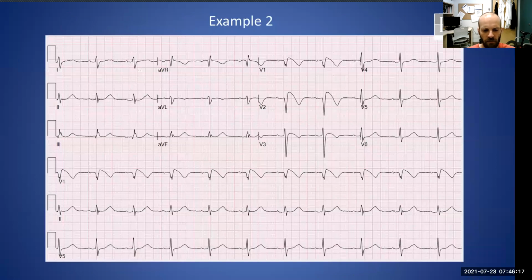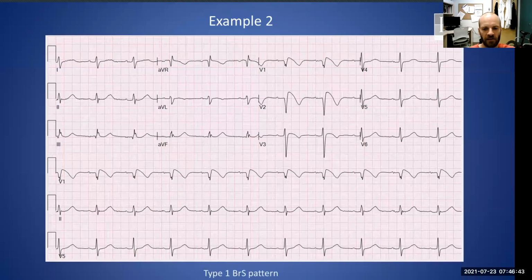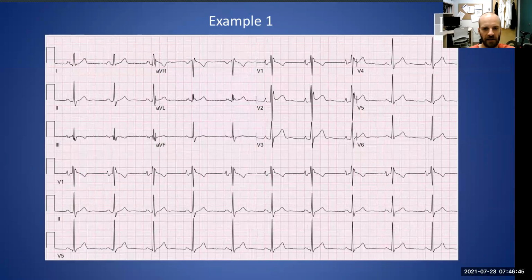Okay, so getting into examples. Oh dear, I've started jumping straight to example 2. I don't know why. All right, so anyone want to have a shout out? What do you think this ECG is showing? Type 1 Brugada. Yep, easy. Type 1 Brugada pattern. So we've got downsloping elevation in V1, V2 and V3 with associated T wave inversion. Type 1 Brugada pattern. Nice and easy.